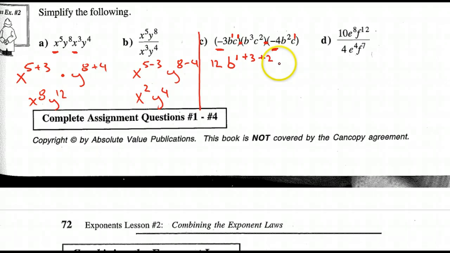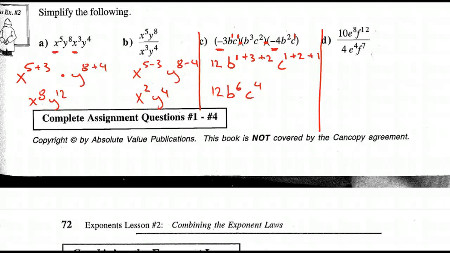Okay, and then I have the c. So I have 1c to start off with in the first group, plus 2 plus 1. So it's going to be 12 b to the 6 c to the 4. Okay, let me do the last one. I'll change the color here so you guys don't get bored of the red.